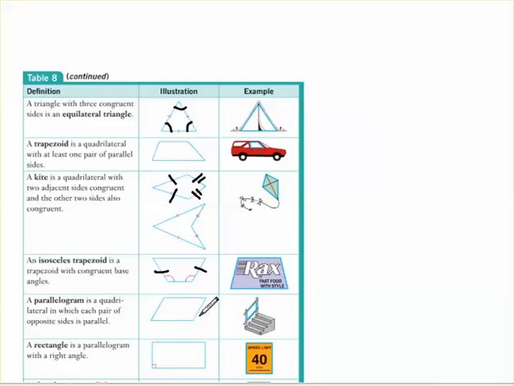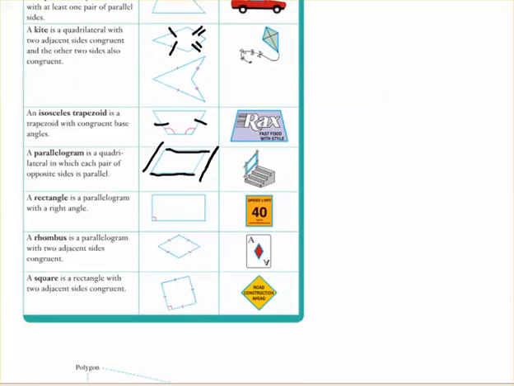We have a parallelogram. A parallelogram is a quadrilateral in which each pair of opposite sides is parallel. So these two sides are parallel to each other, and then these two sides are going to be parallel to each other. Now, a rectangle is a very special kind of parallelogram where we have right angles where each one of those sides meet. A rhombus is also a parallelogram, but we have two adjacent sides that are congruent to each other. So basically, your adjacent sides are equal in measure.